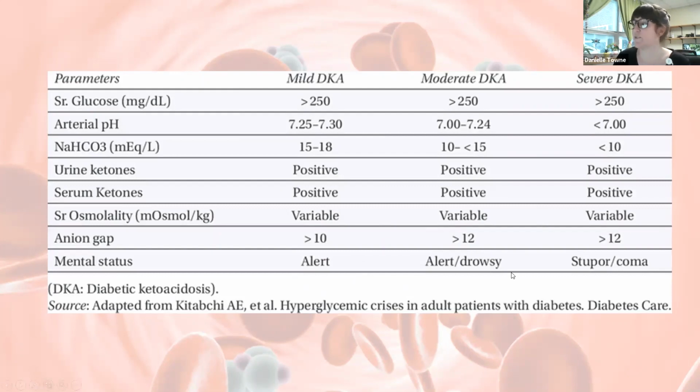And then your mental status. This is the big one. When you've got a patient in severe DKA, sometimes the first thing you notice is that they're very stuporous, or really lethargic, or obtunded. And that's your very first clue that there's something going on.